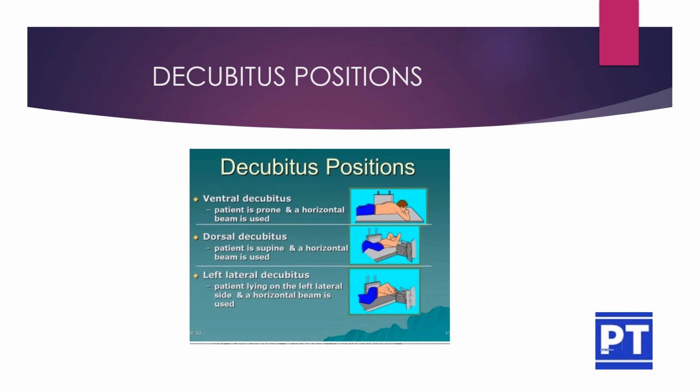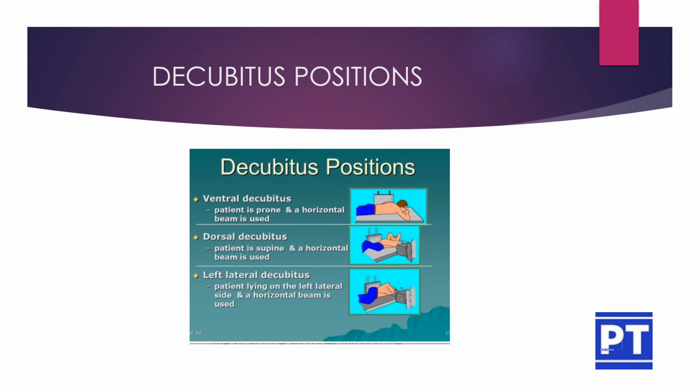So these are the images of some decubitus positions: ventral decubitus, dorsal decubitus and left lateral decubitus. Ventral decubitus means the patient is prone and a horizontal beam is used. So this is the image receptor, and we are exposing the patient using a horizontal beam. This is the dorsal decubitus. The patient is supine and a horizontal beam is used, and this is the image receptor.